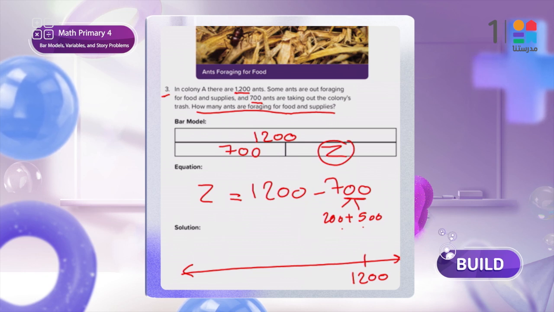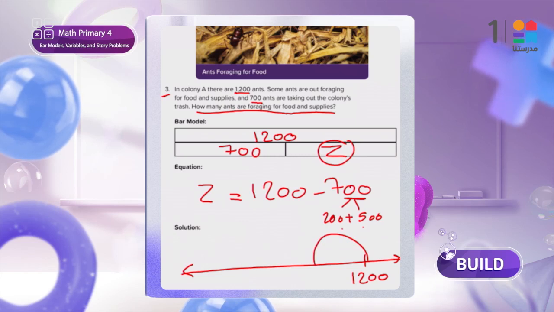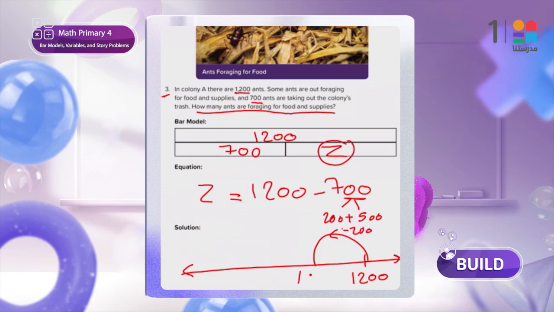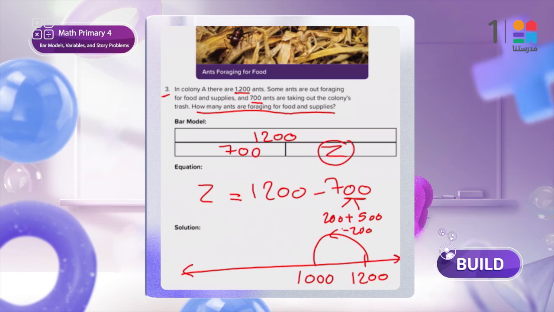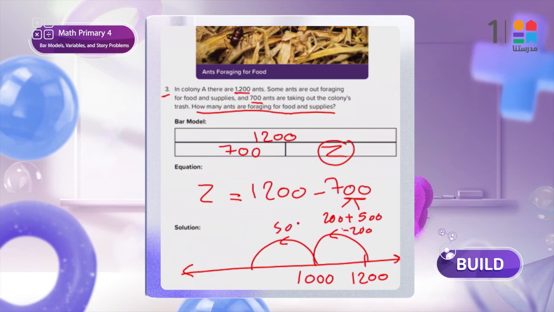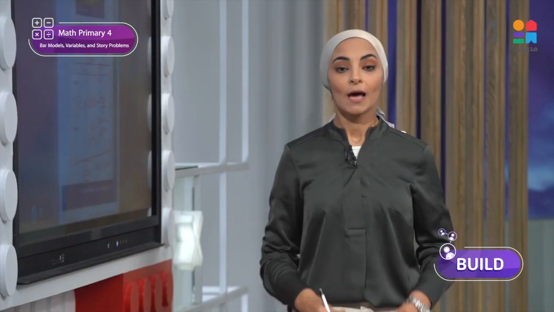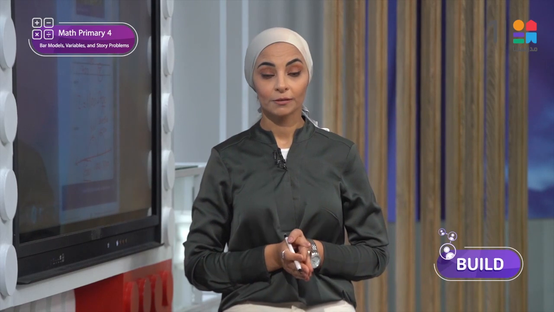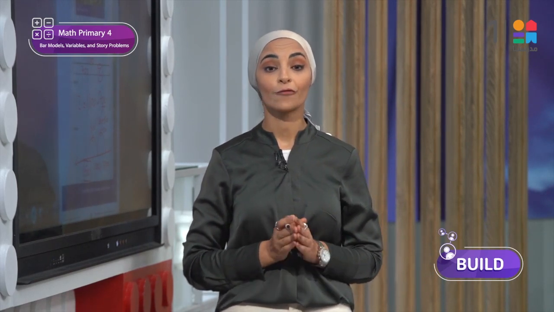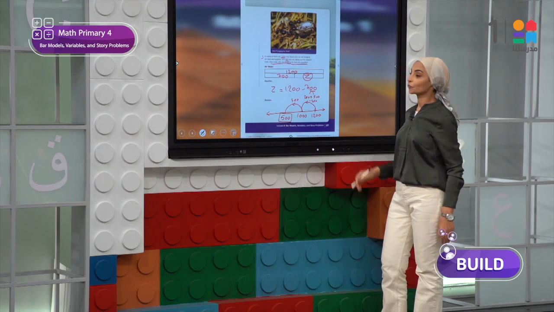Let's count down. I will make 1200 minus 200 equals what? Yes, minus 200. So I will reach 1000. Then what should I do? Yes, I will count down 500. 1000 minus 500. Then the answer is, yes, 500. And this is my result. The outcome now will be 500. And this is the number of ants looking for food. Let's move to problem number 4.